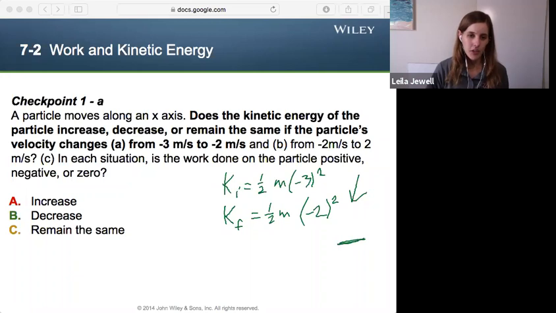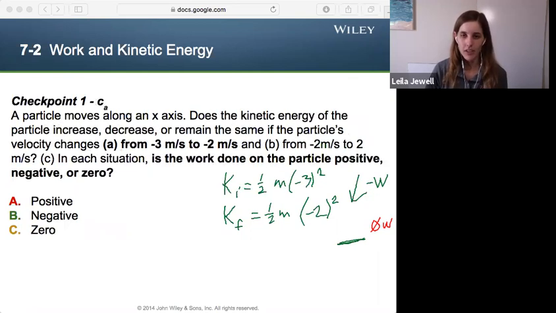In each situation, is the work done on the particle positive, negative, or 0? Remember, the work is going to correspond to the change in kinetic energy. So if our kinetic energy decreases, then that's a sign that we have negative work done. What if our kinetic energy doesn't change? Well, then that's a sign that we have no work done. All right, so this hopefully helps. Let's double check our answers here. Click through.